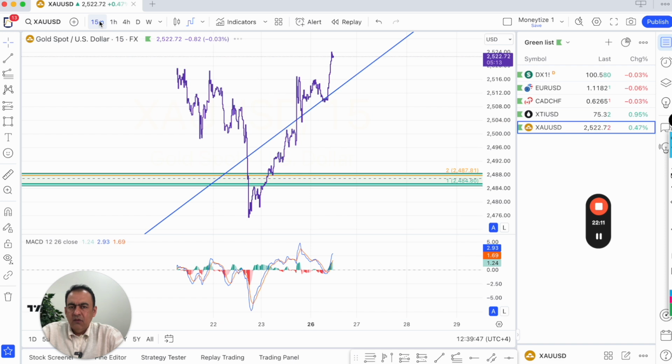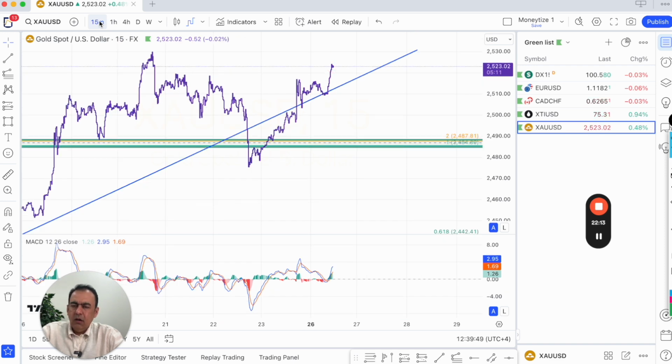Again, bullish pattern on 15 minutes too. So again, all time frames are aligned in the bullish direction. So I do not have any plan in the short run to go for selling in gold. Enjoy the bull run, buy the dips, and the target is the 2580 to 2600 mark.